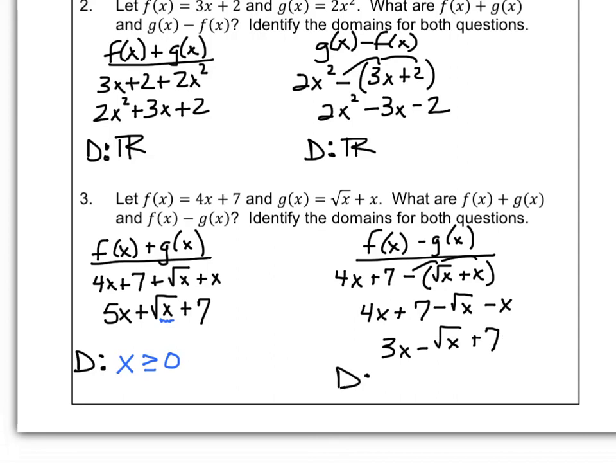Again, domain. Do I have a fraction? No. Do I have a square root? I sure do. Again, right here is what's underneath the square root. Take what's underneath the square root, set it greater than or equal to 0.